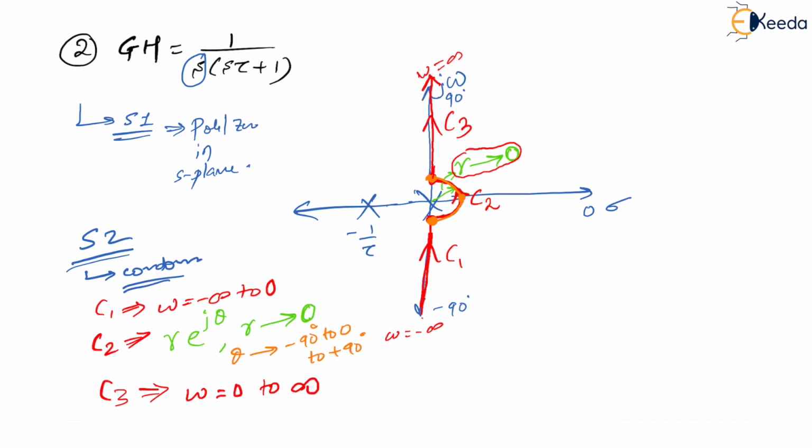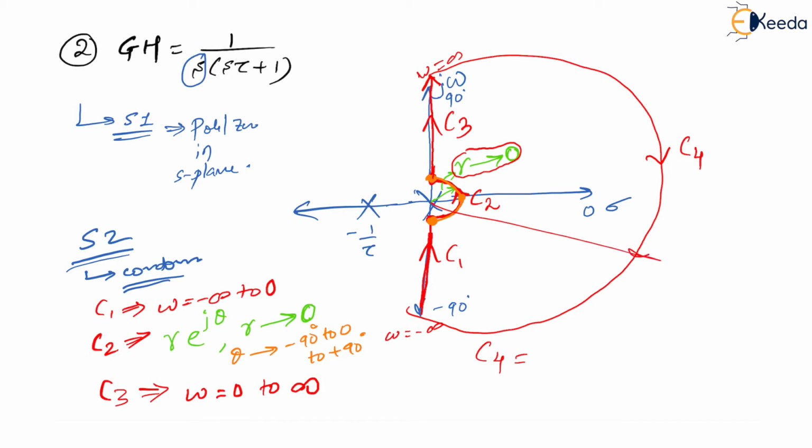Yes, because you have to cover this entire right half of the S-plane also, which means you need one more contour, which is C4. What is that contour C4? As usual, this radius is going to be capital R, which tends to infinity. So C4 is going to be R into e to the power j theta, where R tends to infinity.